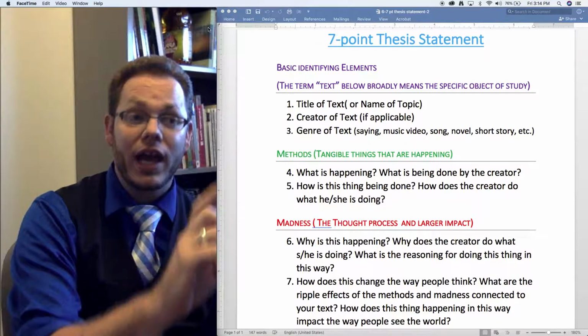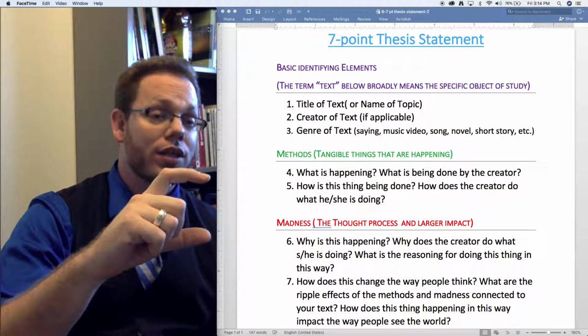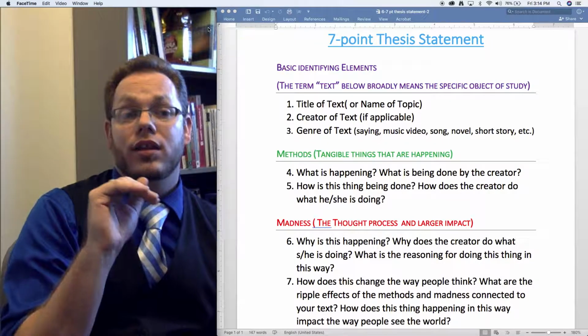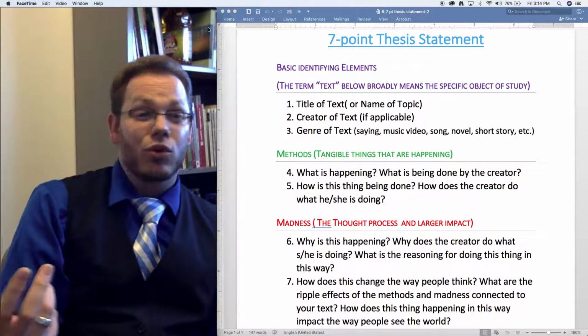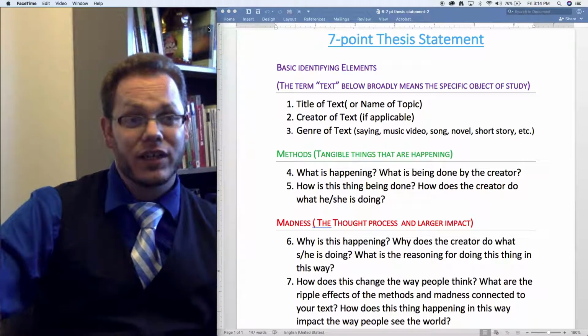With that, we have these 3 categories. We need to name the basic information. We need to say what's happening in the text. We need to say how it's happening. And the model I just gave you with Great Gatsby is actually really a literary analysis thesis statement, but I have my students write very different papers from that.